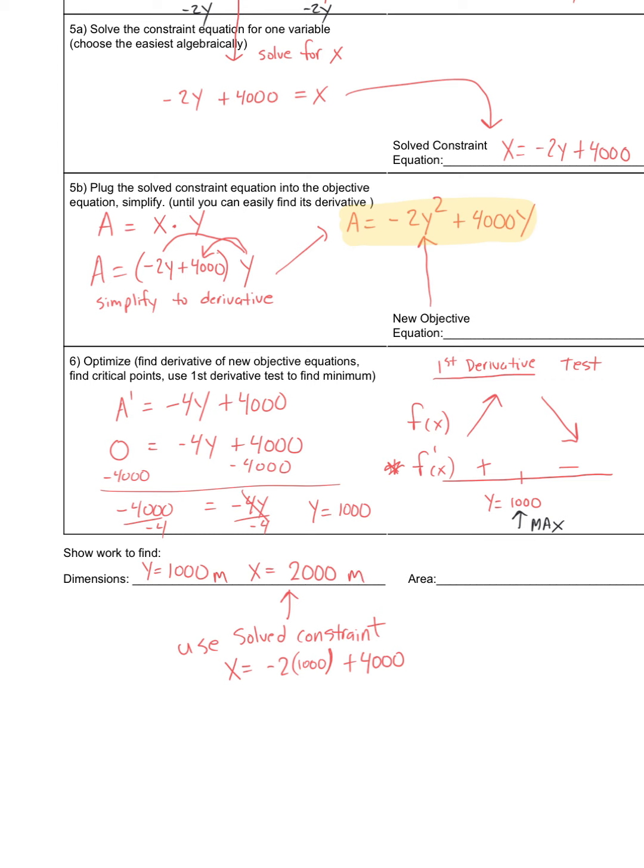And then to find the area, we use the objective. All right, our objective equation is x times y. So 1,000 times 2,000 gives us, ta-da, 2 with 6 zeros. And that would be meters squared. All right, so there's your first optimization problem. We're going to go do number 2 now.